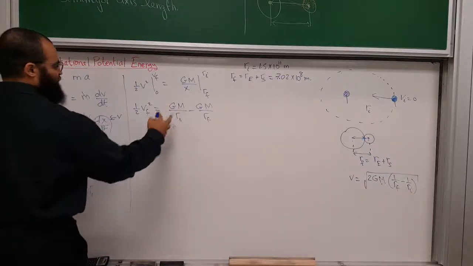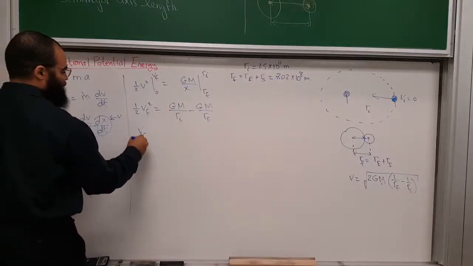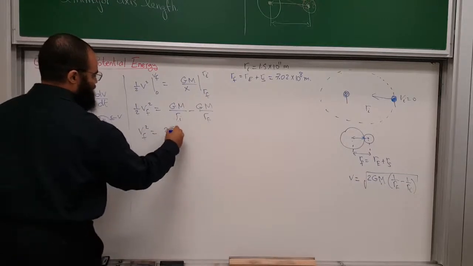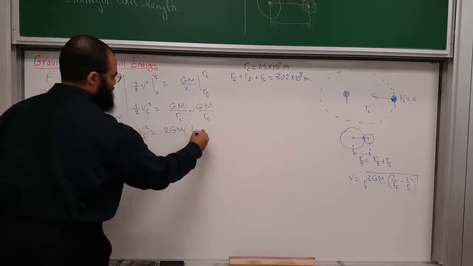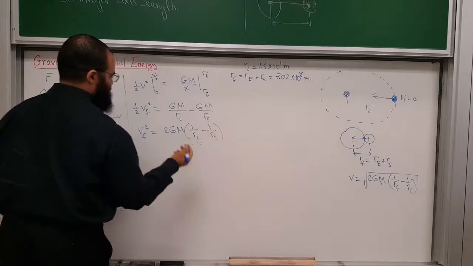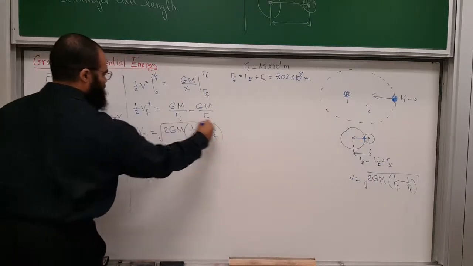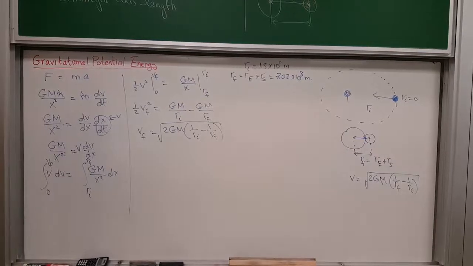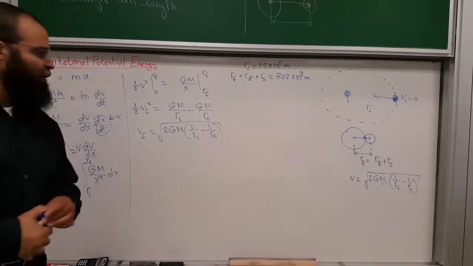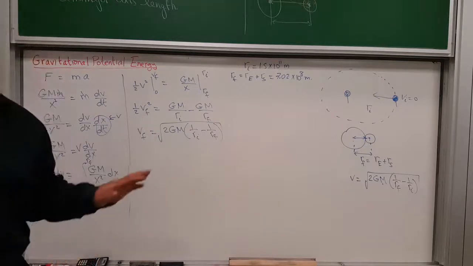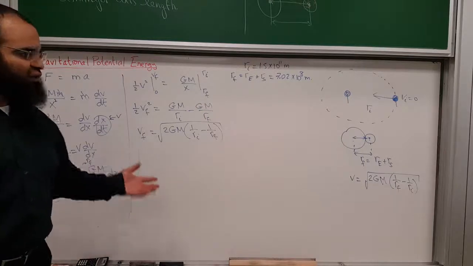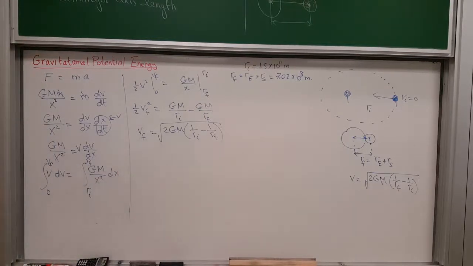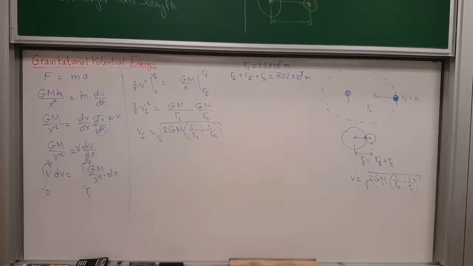Multiply both sides by 2 and factor the GM, so you get v final squared equals 2GM times 1 over r initial minus 1 over r final, and then take the square root of both sides, and we get exactly the same result. But it was easier using the conservation of energy, I argue, but we do have the tools to do it. I think all of you are able to do this. But again, conservation of energy, whenever you can use it, it's much easier. It makes life easier.